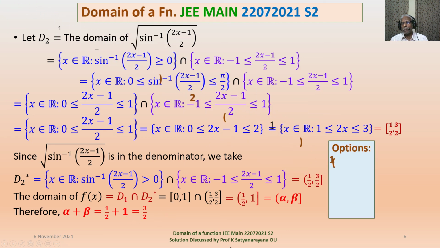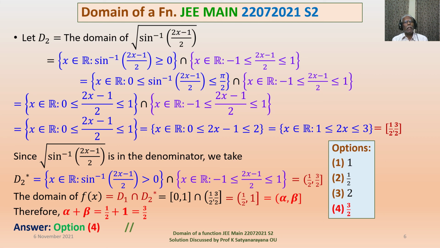Let's look at our options, and our answer 3 by 2 appears against option 4. Therefore our answer is option 4. So that is the discussion of finding the domain of a function which is the quotient of two inverse trigonometric functions. I hope that you have understood the solution and the method of finding the domain, and I wish you all the best. Thank you.